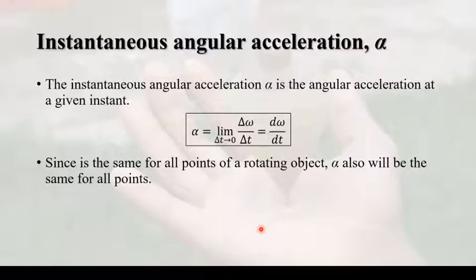Instantaneous acceleration is the angular acceleration at any given instant, or at a particular moment. So alpha equals d omega over dt. Since it is the same for all points of a rotating object, alpha will be the same for all points. Just as with angular velocity, every particle inside the rigid body moves with the same angular velocity. Therefore, when you use that angular velocity to calculate angular acceleration, they all have the same angular acceleration as well.